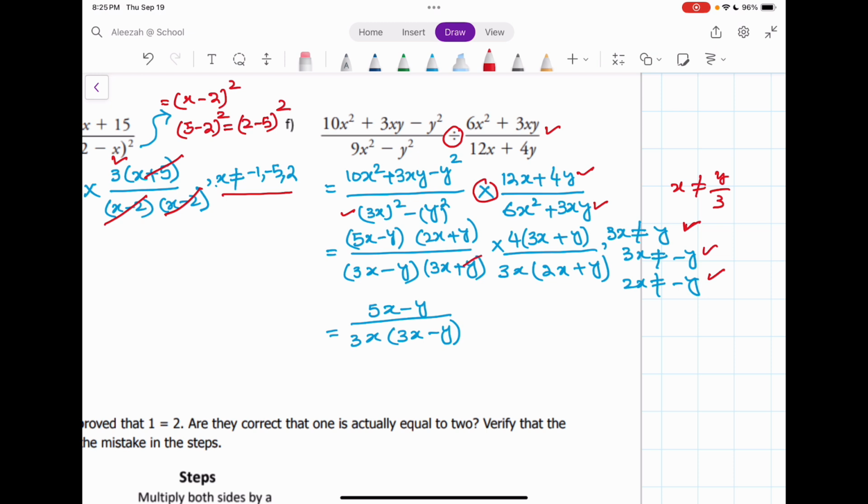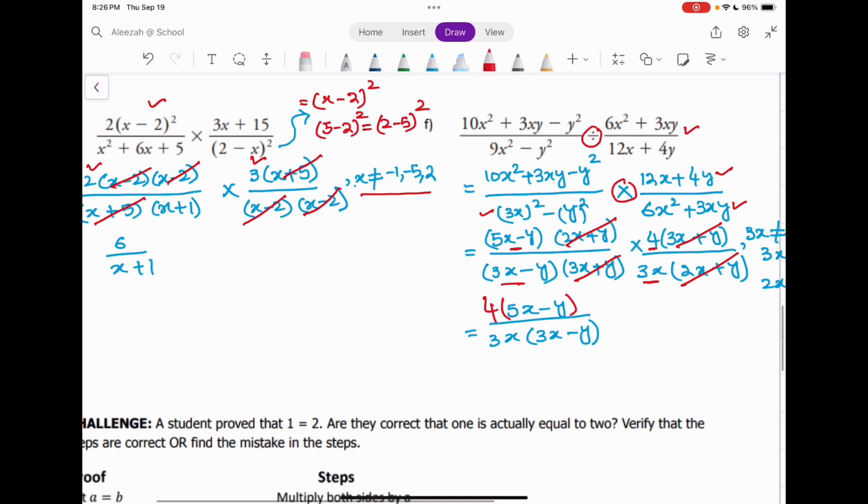So I have x plus 3x plus y, 3x plus y, 2x plus y, and 2x plus y, right? And what I'm left with is 5x minus y, and I have a 4 here. So I make sure I write a 4 here, 4 times 5x minus y, and in the denominator I have 3x and 3x minus y. So I just wrote it here, and that is my final answer.